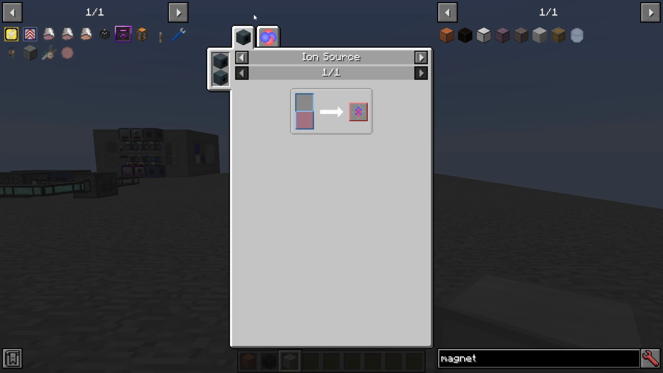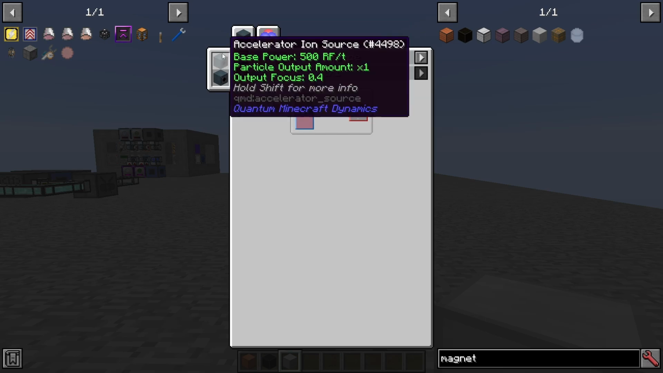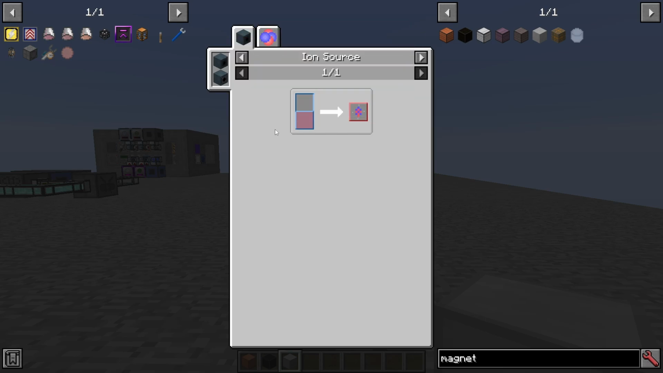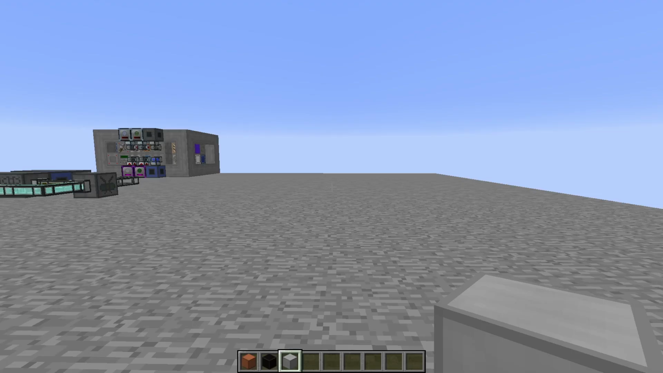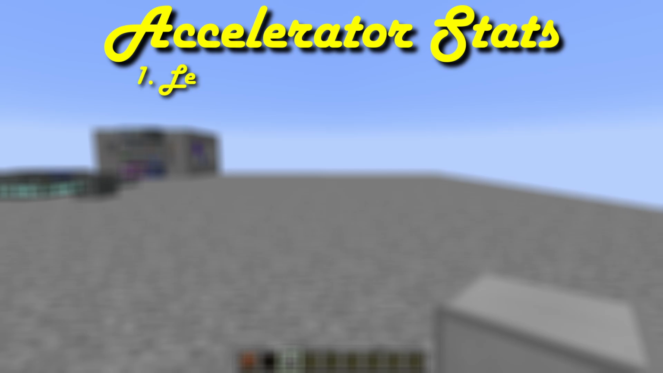This boron ion can be produced in an ion source with diborane, and as we can see, this ion source outputs 10 kPu per tick of boron ions. But it also outputs them at 0 energy and 0.4 focus, which is clearly not enough. For this purpose, we have the linear accelerator. The linear accelerator, or LINAC for short, accelerates and focuses beams in a straight line. It has the following stats.